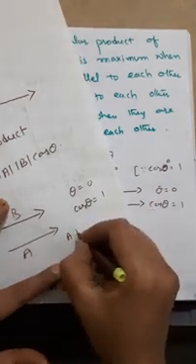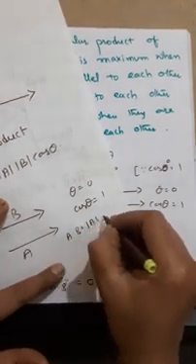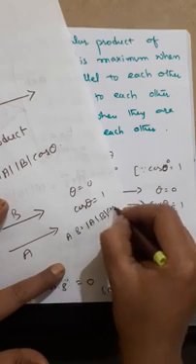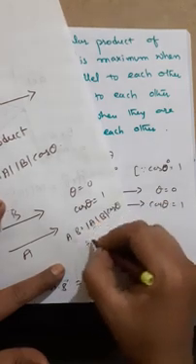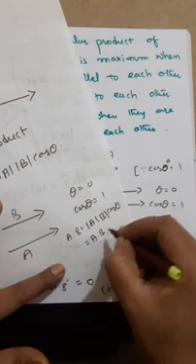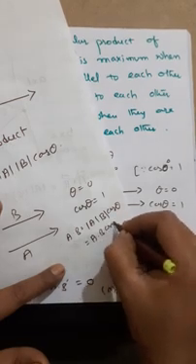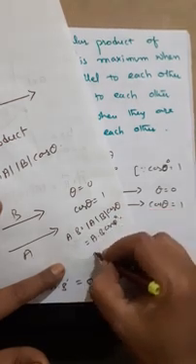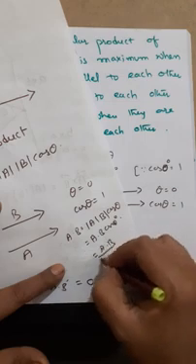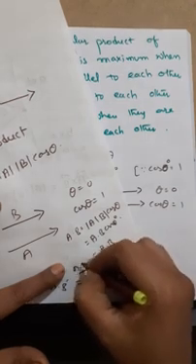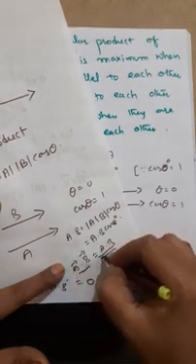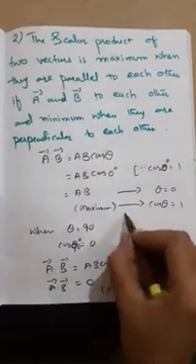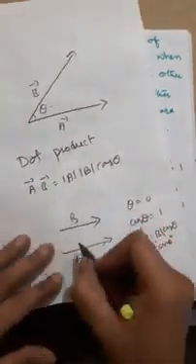A dot B is equal to modulus of A, modulus of B, and cos theta. So this can be written as modulus of A, modulus of B, cos of 0 degrees, which is equal to modulus of A times modulus of B. So this is the maximum value. A dot B will be equal to the maximum value when the two vectors are parallel.